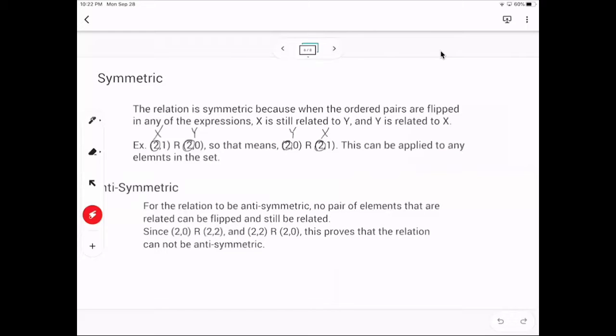So, is this relation antisymmetric? Well, no, because in order for the relation to be antisymmetric, no pairs of elements that are related can be flipped and still be related. So, since we have that (2,0) is related to (2,2), and (2,2) is related to (2,0), it proves that the relation cannot be antisymmetric. Because once again, we have the A1 as 2, the B1 as 2, and then when we flip the order of those elements, we have that the A1 is 2 and the B1 is 2 as well.